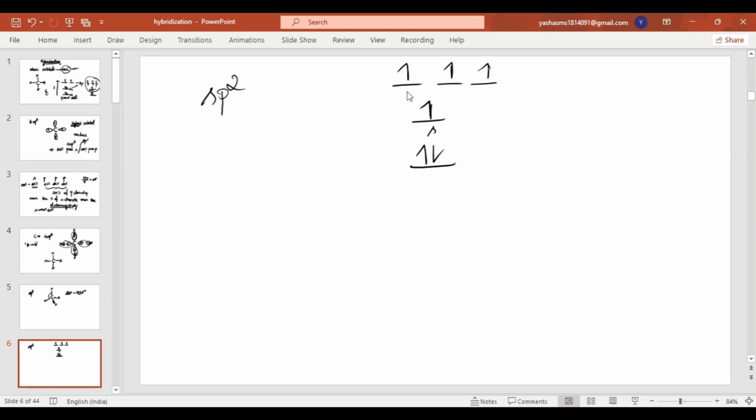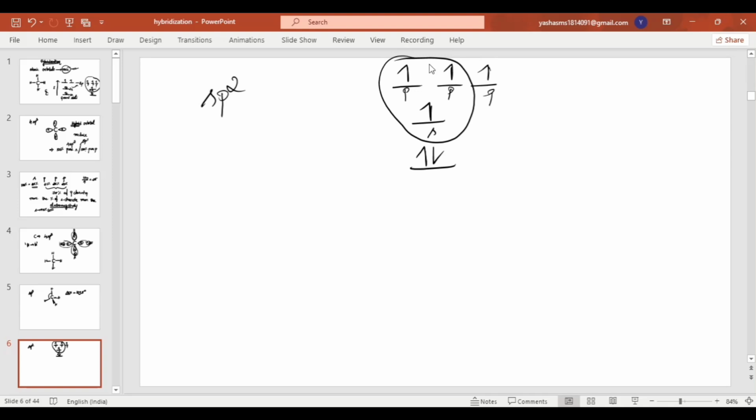This is the s orbital, and here p, p and p. Now what will happen? These three orbitals will mix with each other to form sp2 hybridized orbitals, and this remains as it is, like that. I will be writing it like this. It has a geometry of trigonal planar.